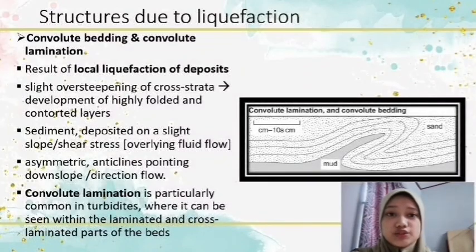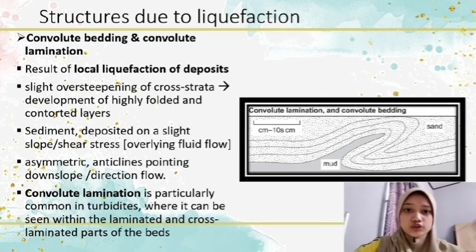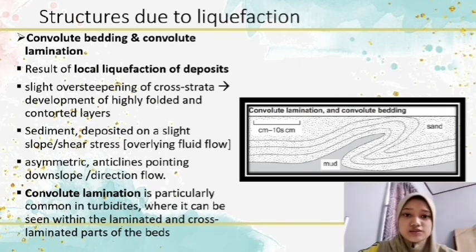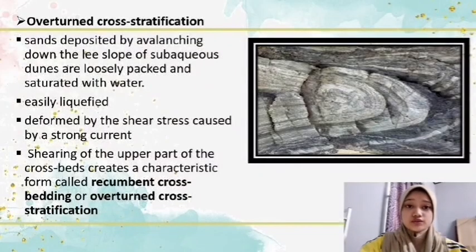Next are the structures due to liquefaction. First is the convolute bedding and convolute lamination. Convolute bedding and convolute lamination are a result of the local liquefaction of deposits, and the structures range from slight overfolding of cross strata to the development of high folds and contorted layers. The deposition is on a slight slope or under shear stress on the material due to flow of fluids, and the folds tend to be asymmetric, with anticlines pointing downslope or in the direction of the flow. Convolute lamination is particularly common in turbidites, and it can be seen within the laminated and cross-laminated parts of the bed.